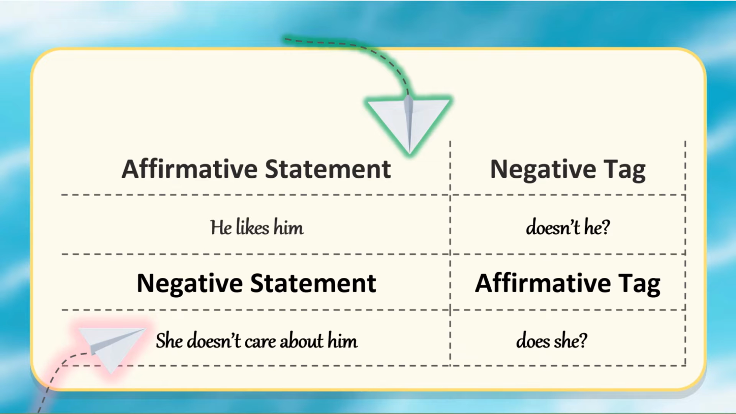Also, you have the negative statement and the affirmative tag. She doesn't care about him, does she? In this case, if you have a negative statement, the tag question must be in affirmative, right? And here the sentence is in simple present. That's why you have to use the auxiliary does, because you're talking about third person, right?